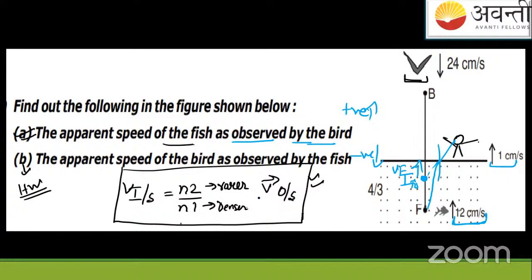Apparent speed means the speed, the velocity of the image of the fish, they're asking from us, with respect to the bird. So the bird is moving like this, but that's not required here. Fish is the object in the first part. In the next part, the bird will be the object. Hint: what is the speed of the fish? Plus 12 centimeter per second, right?